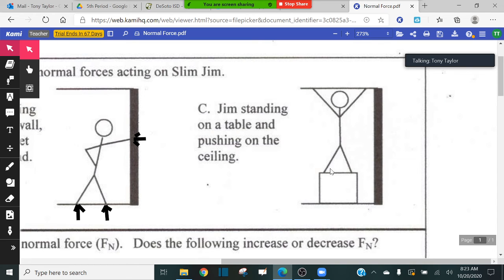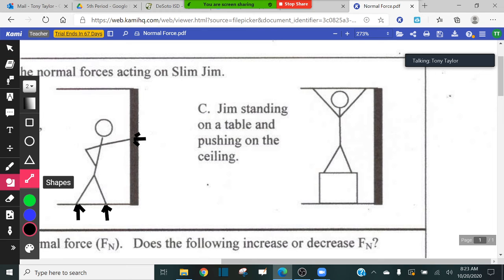So, guys, we know if Jim pushes on the table, according to Newton's third law, the table pushes back up on Jim. So here, our force points straight up like this. So that's a force. And here, there's also a force like this.